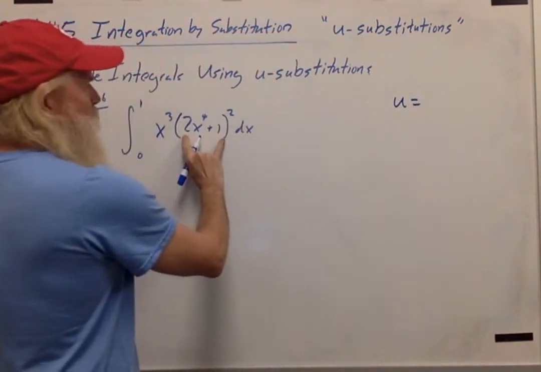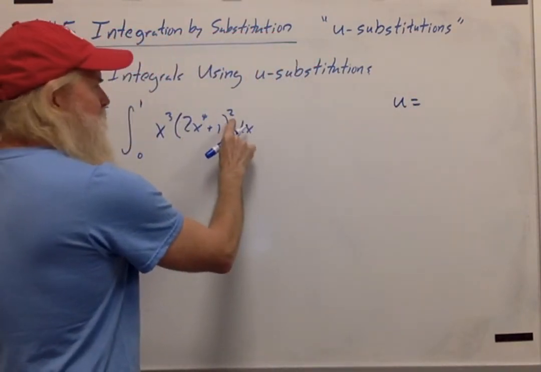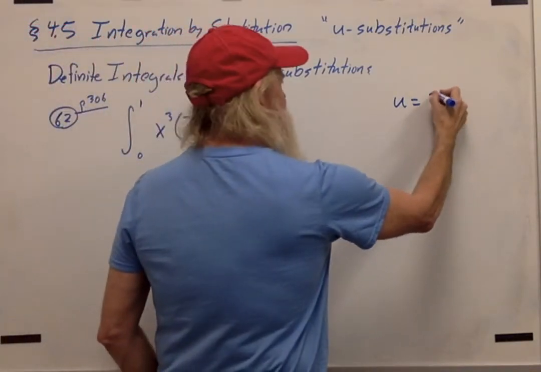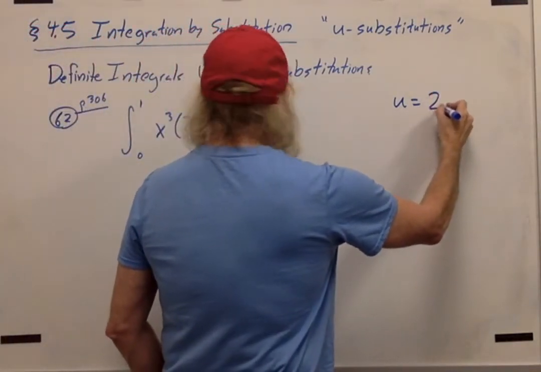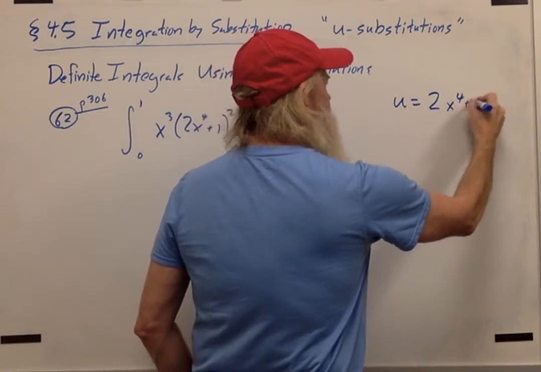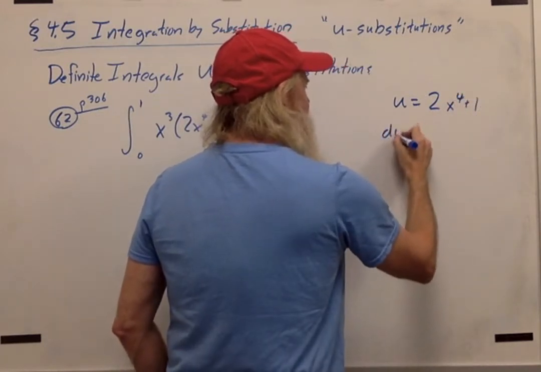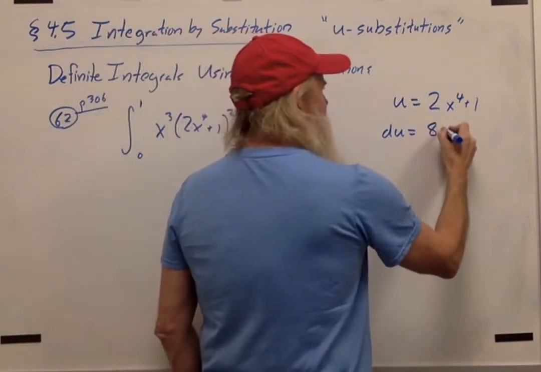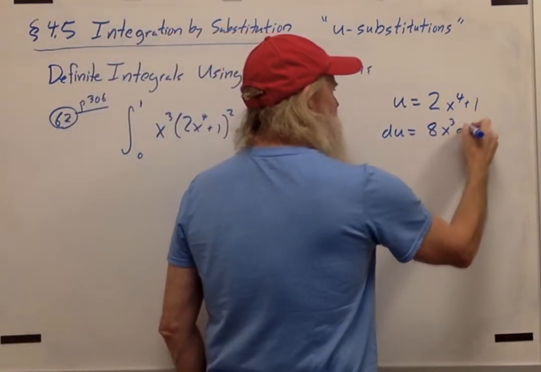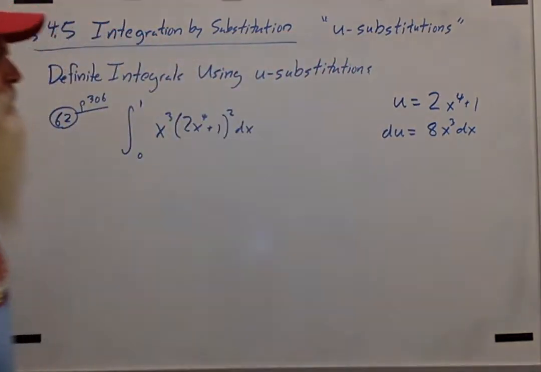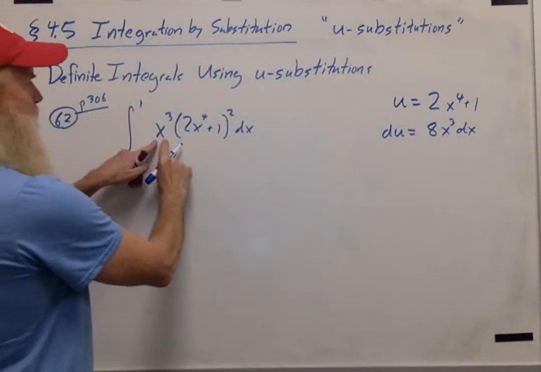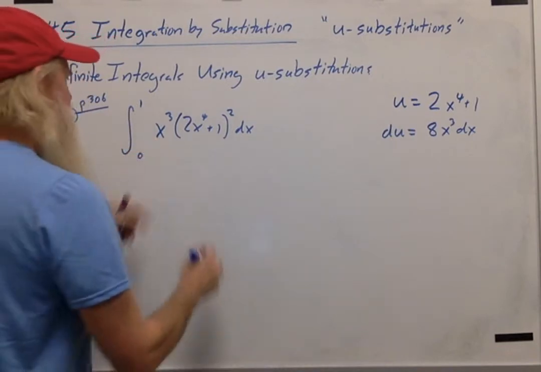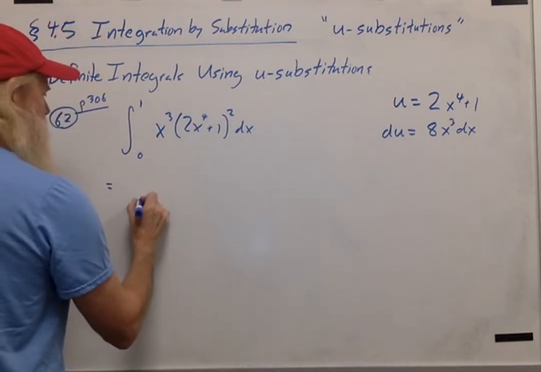Since the 2x to the fourth plus 1 is inside the squaring function, that makes it a good candidate for my u-substitution. So let's set u equal 2x to the fourth plus 1. Calculating the differential, I get 8x cubed dx. Well, that's promising. I have an x cubed dx and can easily multiply and divide by 8. So let's rearrange things a little bit.